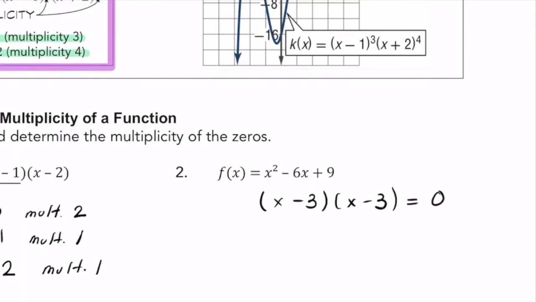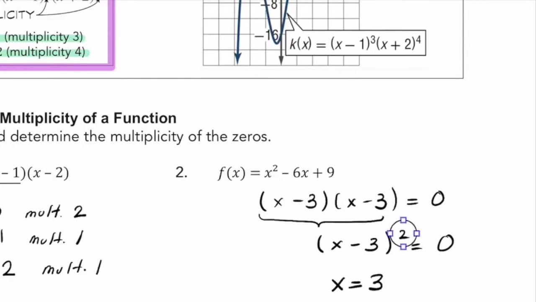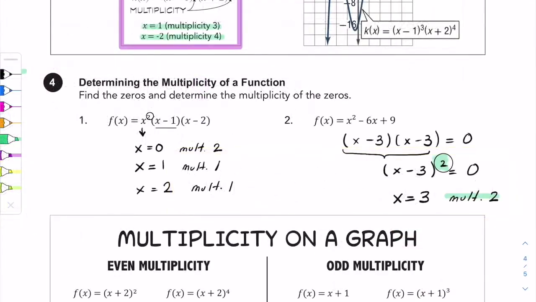equal to 0. Because we have 2 of the exact same factors right here, we can rewrite this as (x minus 3) in parentheses squared equals 0. If I set that factor equal to 0, we know that x equals 3. This factor happens 2 times, so we would say the multiplicity is 2. And multiplicity on the graph.